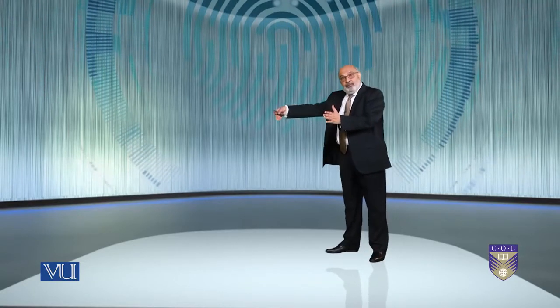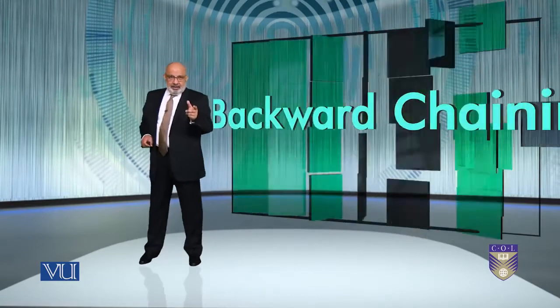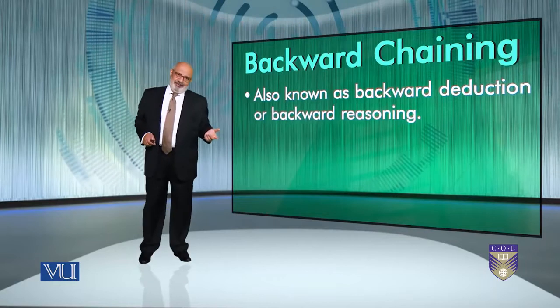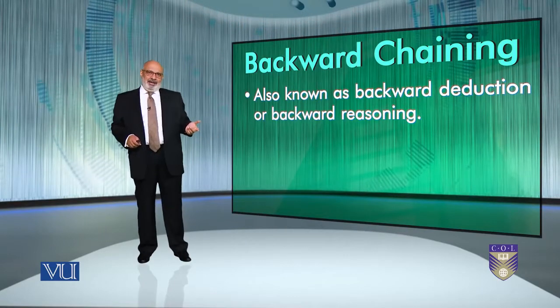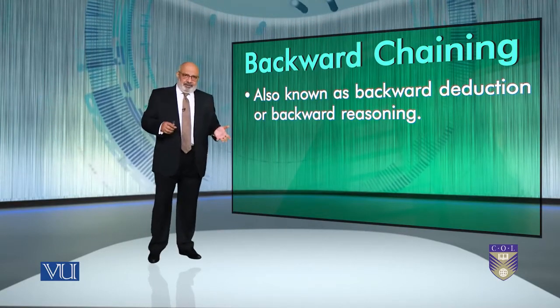All right. So what I've discussed so far is moving from basic information forwards towards a conclusion, generating new information. That's forward chaining. As opposed to this, there's something called backward chaining as well, which is right opposite to this.